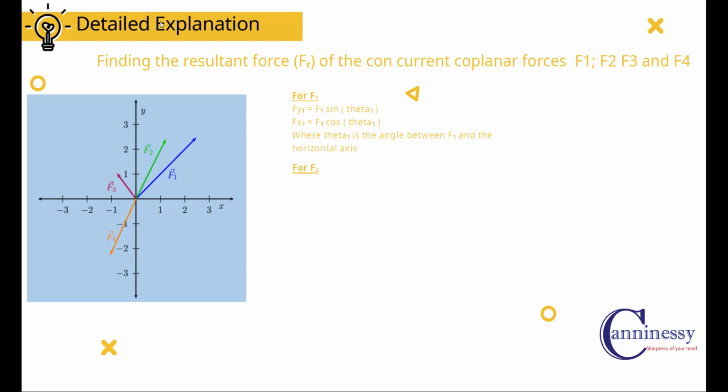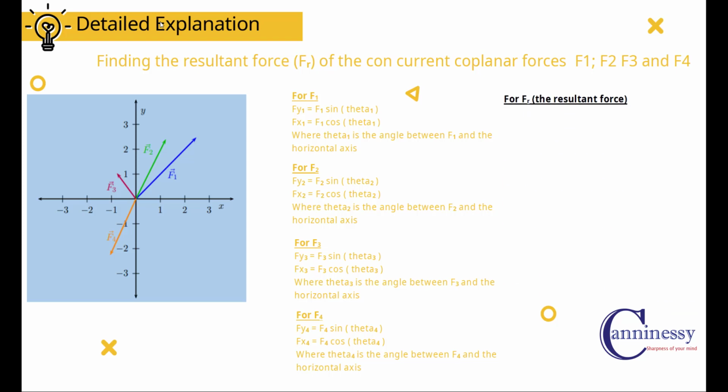For F2, the vertical component Fy2 is F2 sine theta 2. The horizontal component Fx2 is F2 cos theta 2, where theta 2 is the angle between F2 and the horizontal axis. So you would repeat this process for F3, F4.